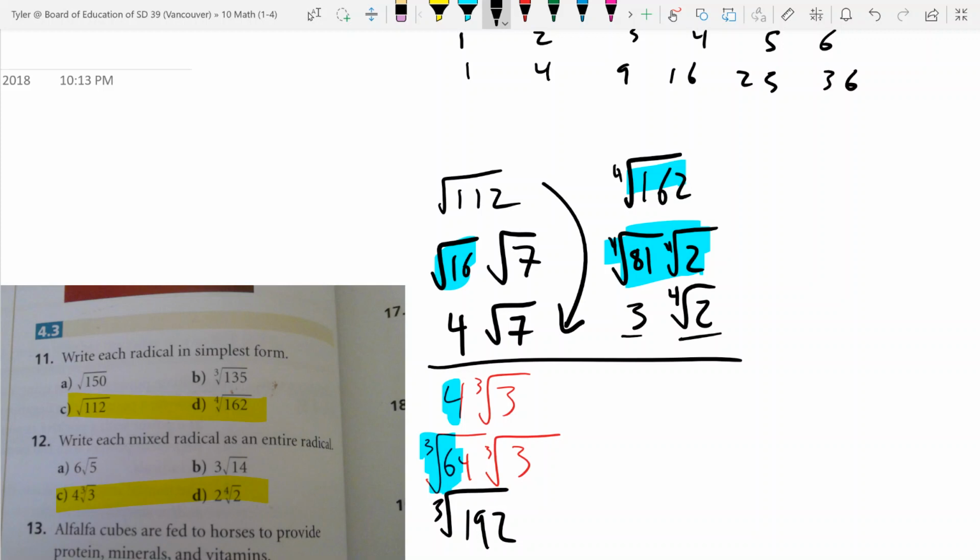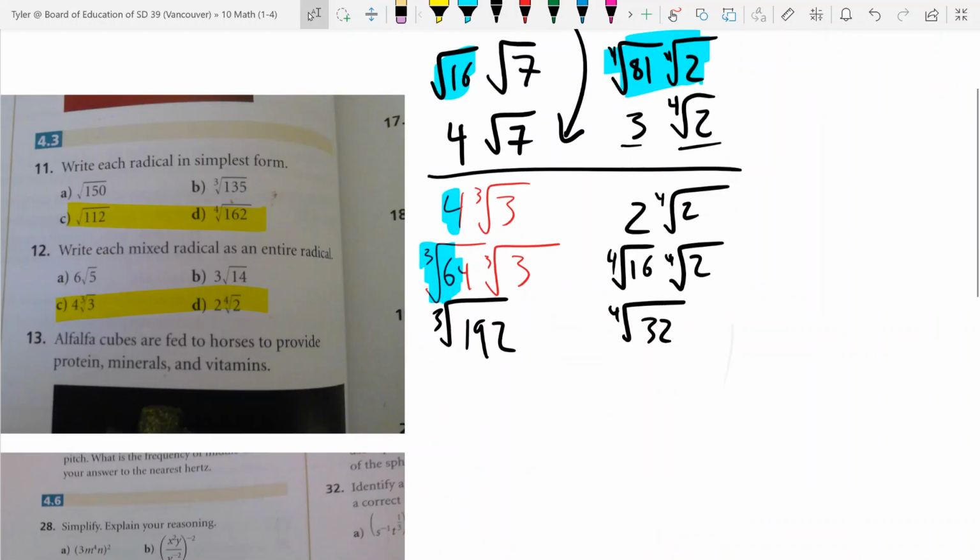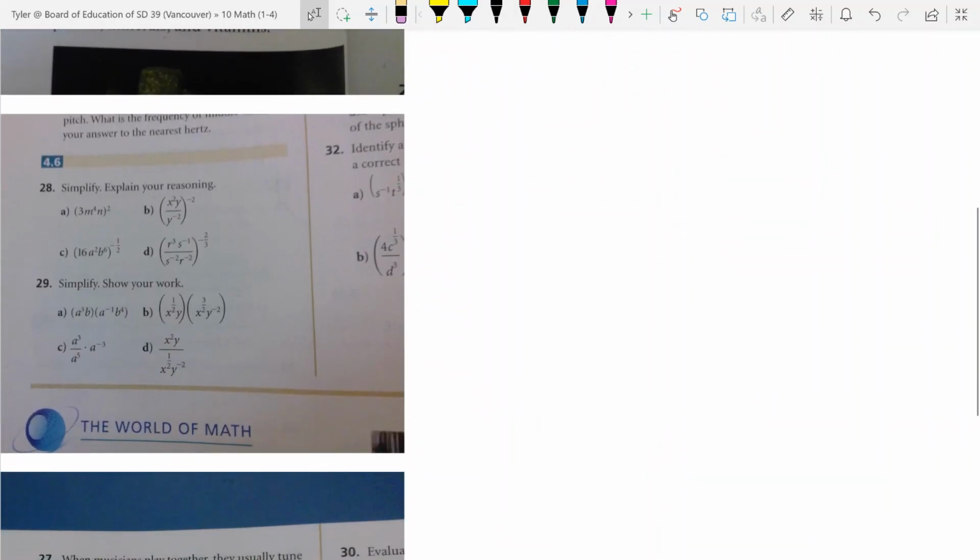Okay? To do the next one, 2 fourth root 2, we're doing the same thing. We want to change the 2 into whatever something fourth root is. Again, I think it's 32. Sorry, 16. And then when we multiply those together, we get fourth root of 32. And that's the final answer for that one too. That's how it works.